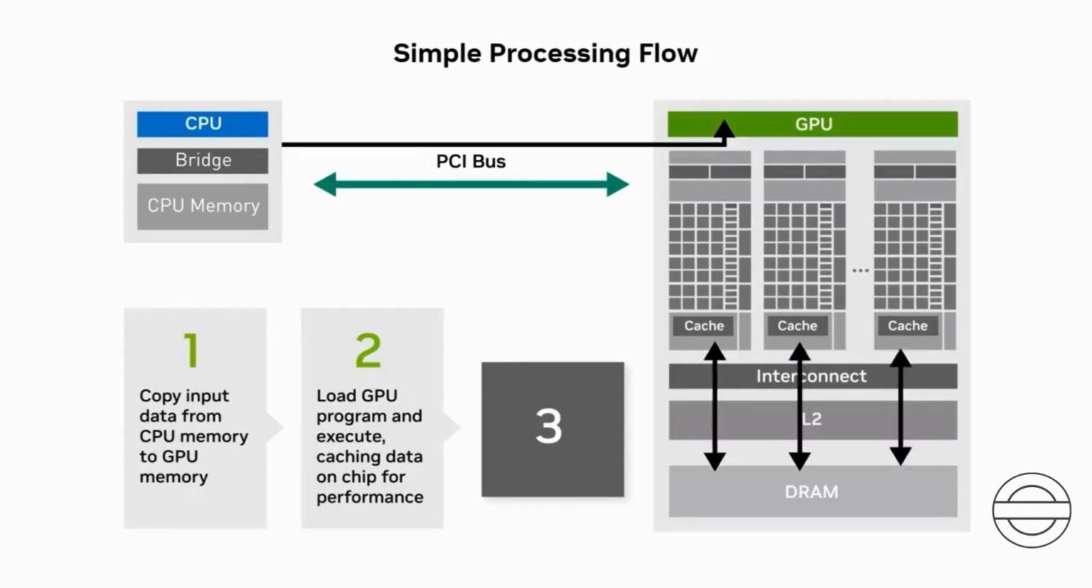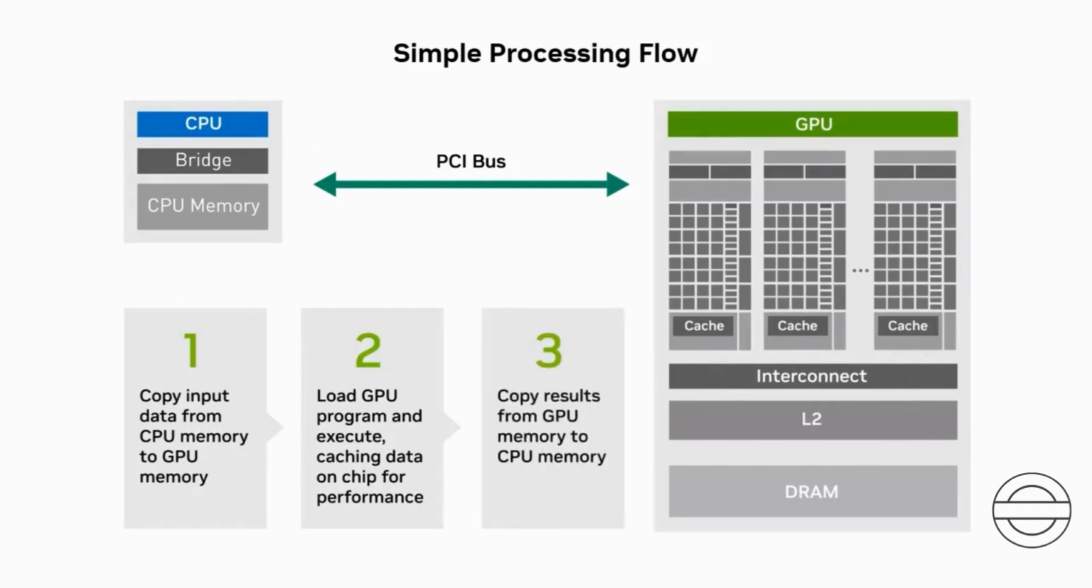Within the GPU, the data takes advantage of the various layers of cache for faster performance. After the GPU finishes processing, the resultant data is copied back to the CPU memory for any additional processing if required. Although this basic processing flow illustrates data passing through a PCIe bus, it's important to mention that alternative GPU interconnection methods like NVLink exist. We will delve into these in a subsequent unit.